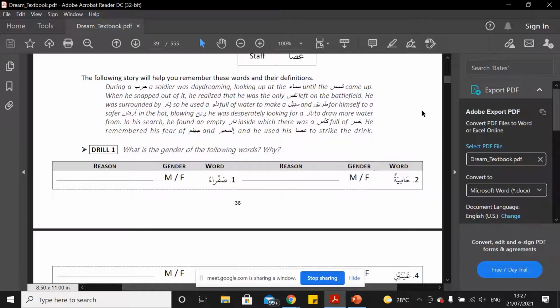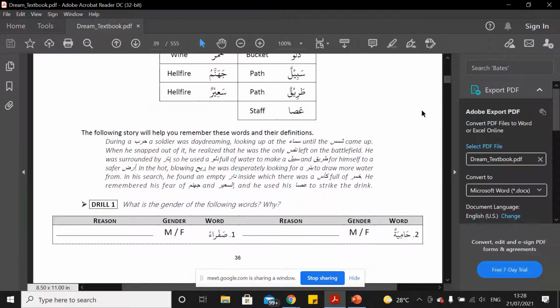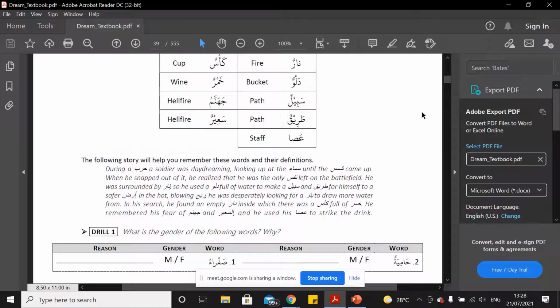A path, sabil, and tariq is also a path, a path for himself. So sabil and tariq, path, for himself to a safer ard, land. In the hot, blowing rih, wind, he was desperately looking for a bar, a well.